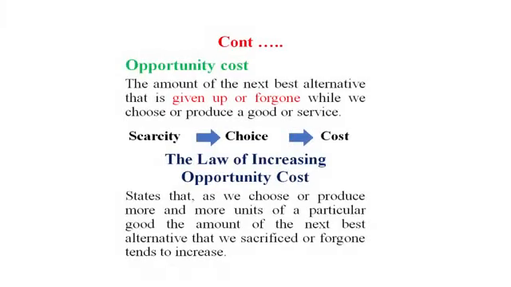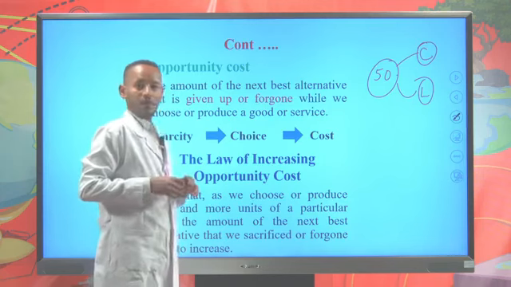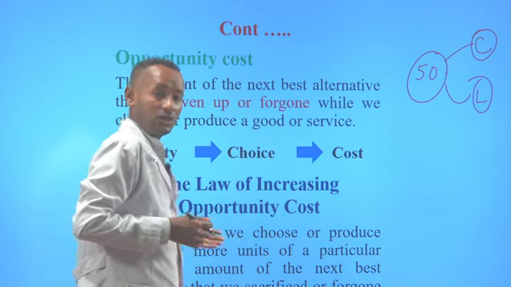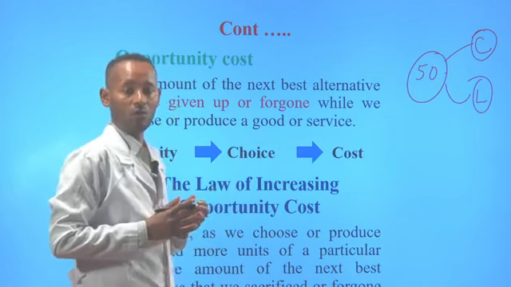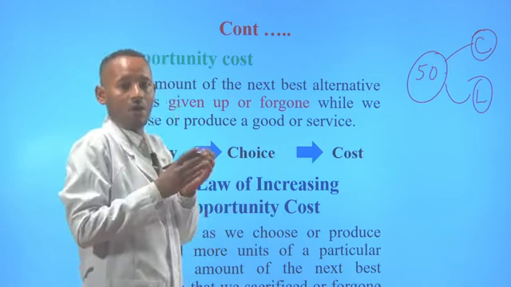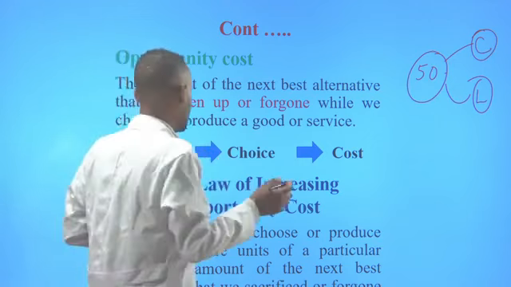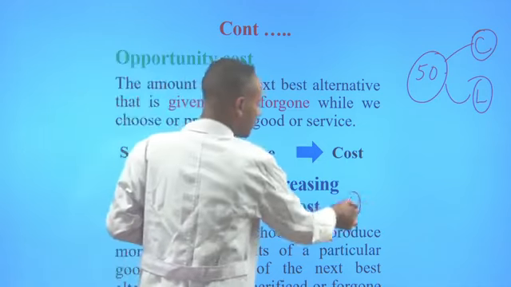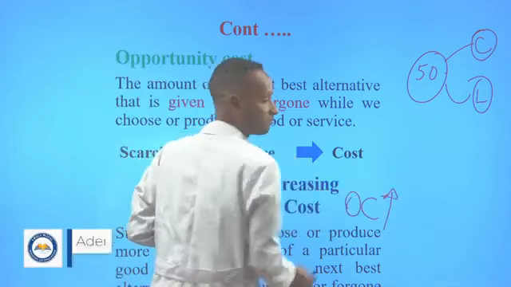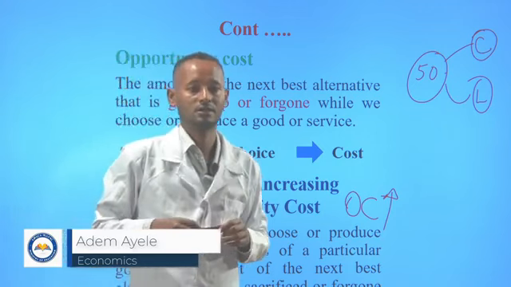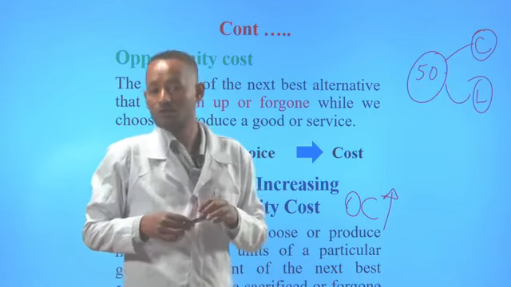Now, under the basic concepts of economics, let's see the law of increasing opportunity cost. The law of increasing opportunity cost states that the amount of the next best alternative that is given up or foregone while you produce a commodity or choose a commodity tends to increase. In short, it tells us the opportunity cost of a commodity will always increase.